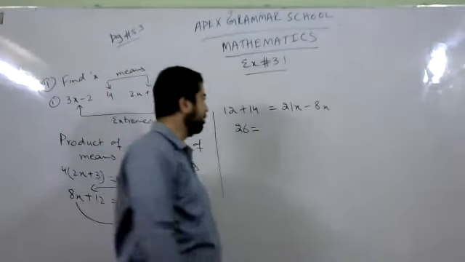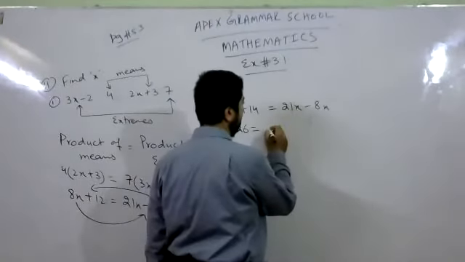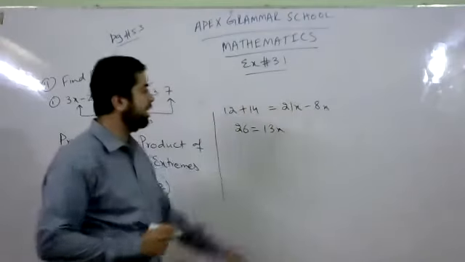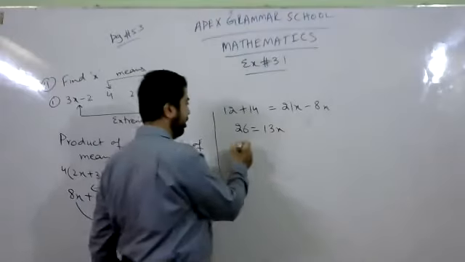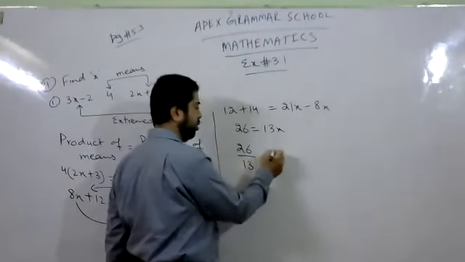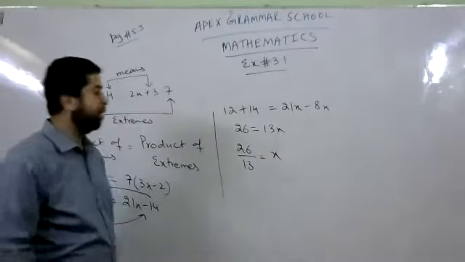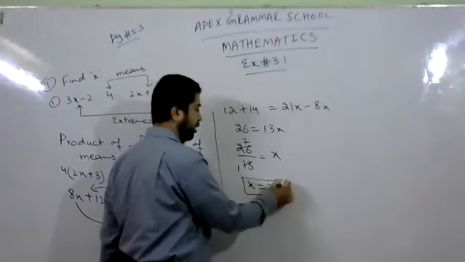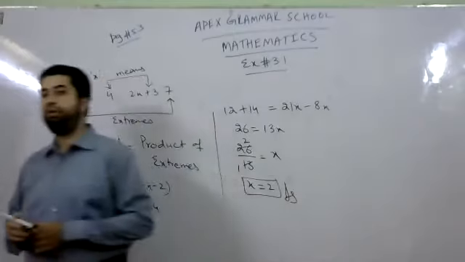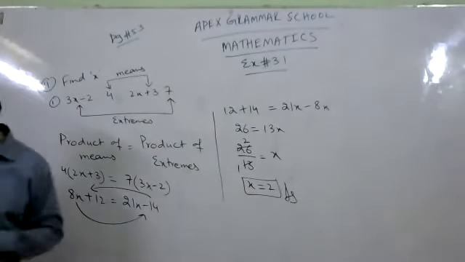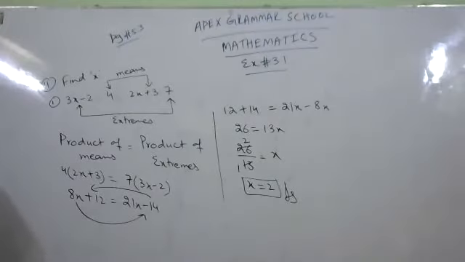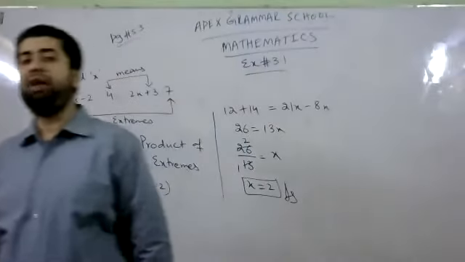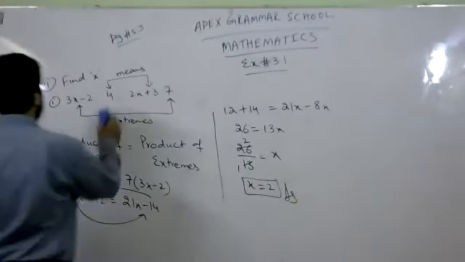21x minus 8x means 13x. So this 13 is going to divide here. 26 divided by 13 is equal to x. In the table of 13, 13 twos are 26, so x is equal to 2. And that's it. You just need to find the value of x like this. After that, part number 2 and part number 3 are the same. So I will solve part number 3. You can easily solve part number 2.